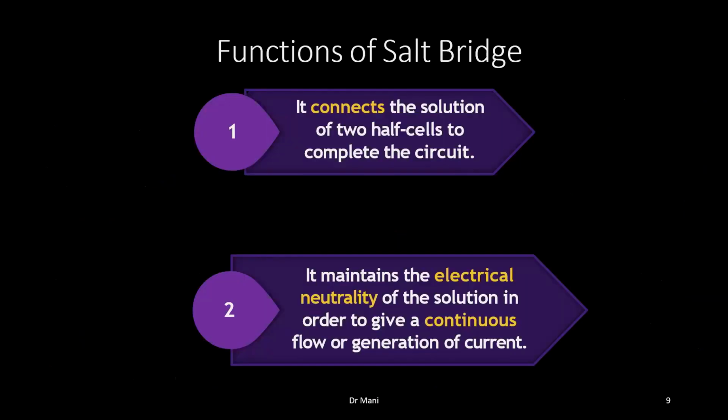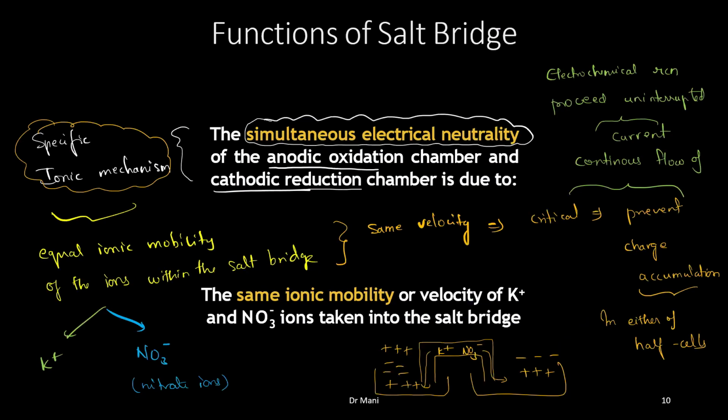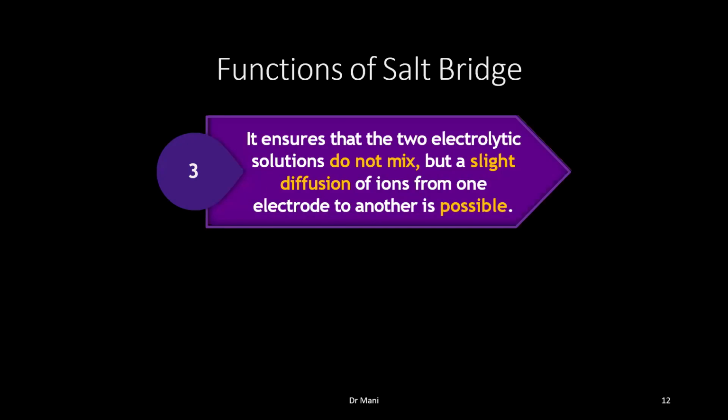So now read it. It connects the solutions of two half cells to complete the circuit. It maintains the electrical neutrality of the solution in order to give a continuous flow or generation of current. Now you understood what the statement is? So next one.